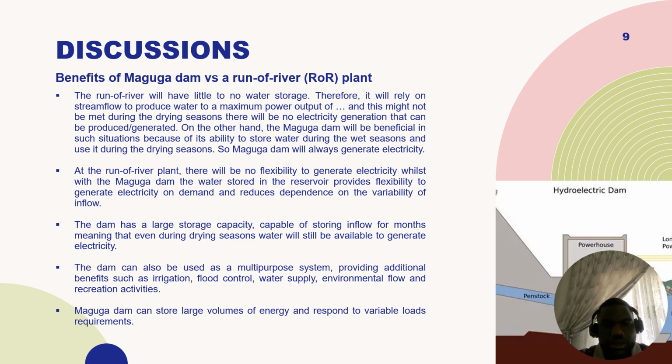The dam can also be used as a multi-purpose system, providing additional benefits such as irrigation, flood control, water supply, environmental flow, and recreation activities. As I said earlier, it has a huge storage capacity. It stores enough energy and can respond to variable load requirements within the surrounding areas. The dam is capable of storing inflow for months, meaning that even during dry seasons, water will still be available to generate electricity.